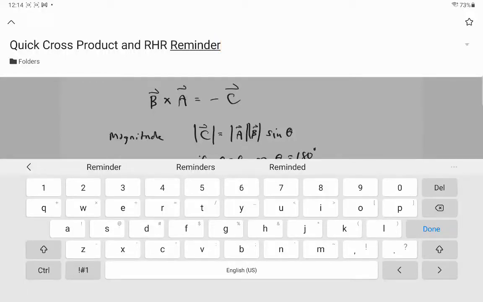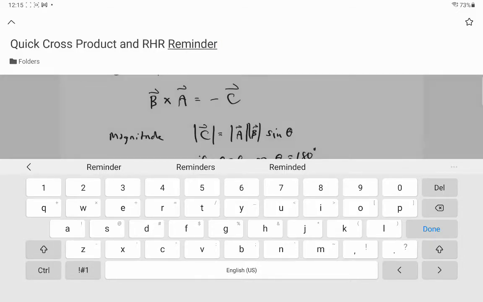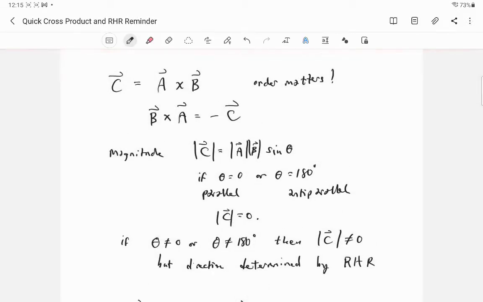This video is a quick cross product and right-hand rule. That's what RHR stands for, right-hand rule. This is a little quick reminder video. Okay, so I've already sort of started writing out some stuff.